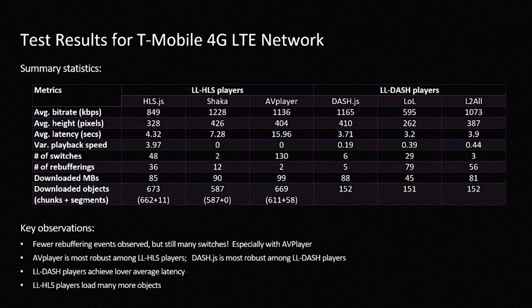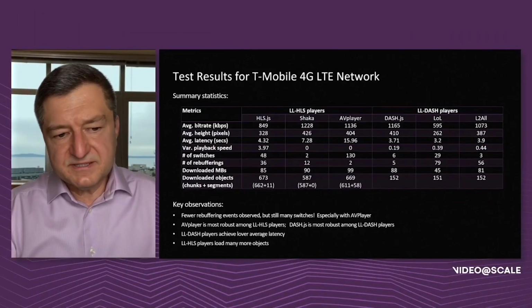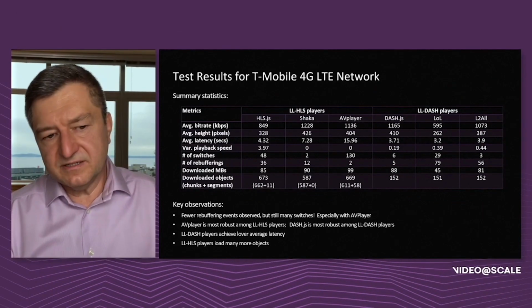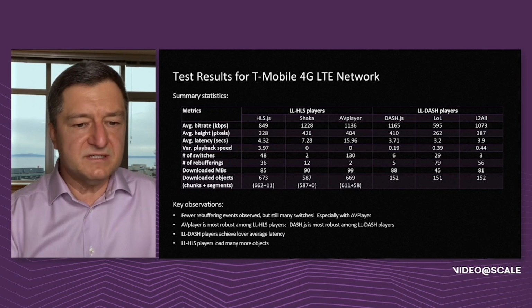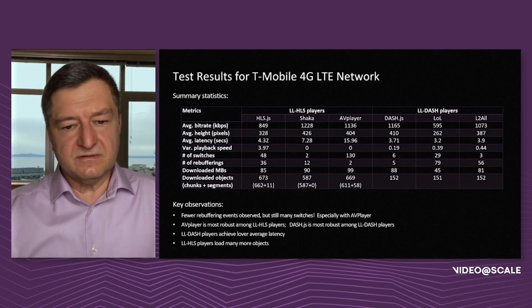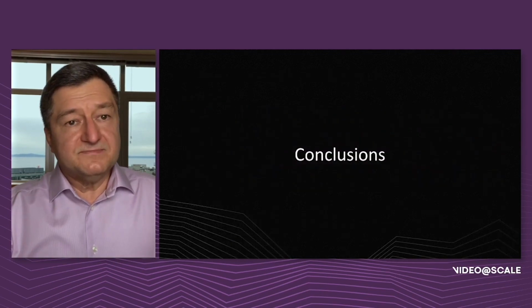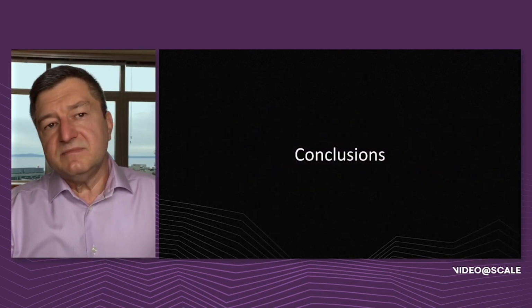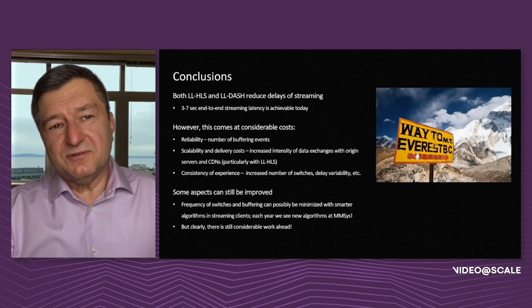Still lots of switches, still lots of buffering. AVPlayer is still most robust for low latency HLS, and dash.js is still most robust for low latency DASH players. Same effects in terms of number of objects pulled, same effects in terms of abilities of different players to stay at lower latency. Now, what can we say based on this study overall?